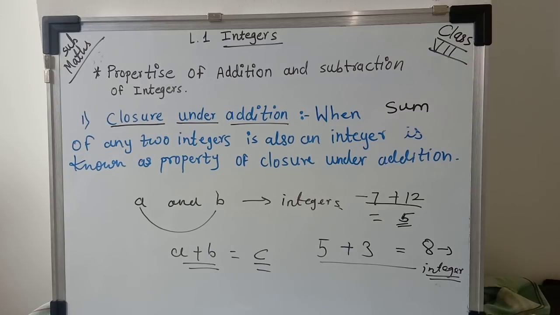I hope you understood what I am trying to say. It is very simple. When we add any two integers together, whatever value comes is also an integer, and that property is known as closure under addition.